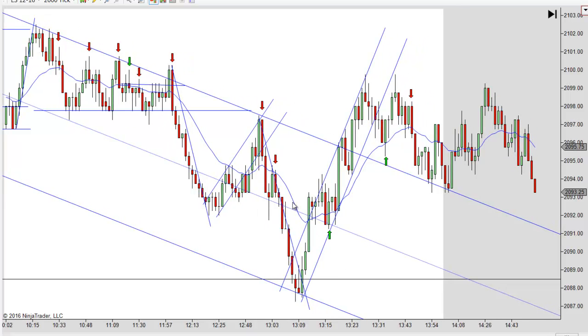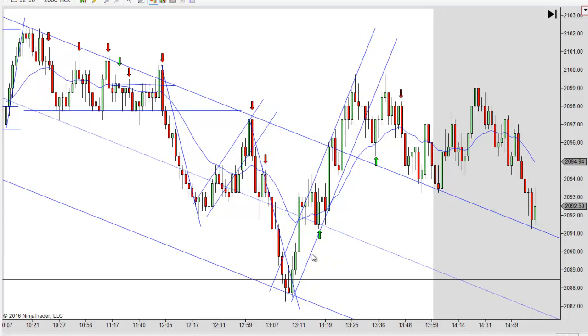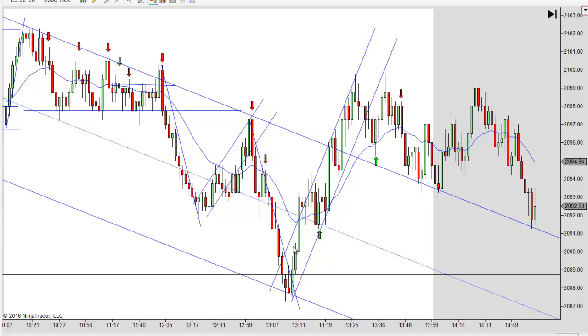But not the way it worked out there. So notice this is a little double bottom. First entry short, second entry short, it fails. So you got a trap there, and you figure prices are probably headed back to the upper trend line now.